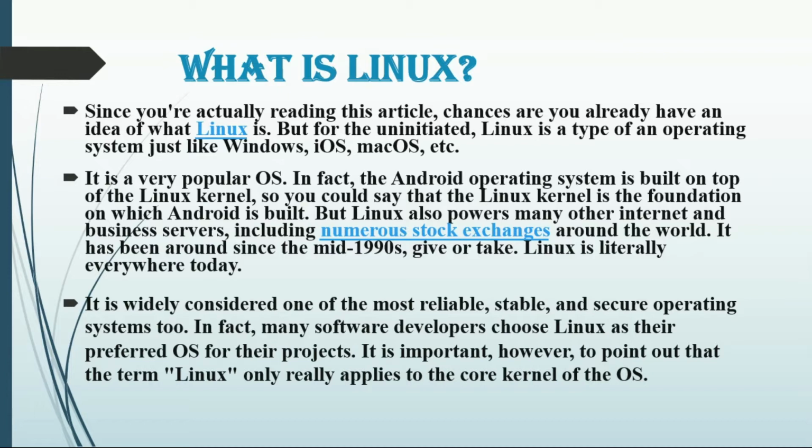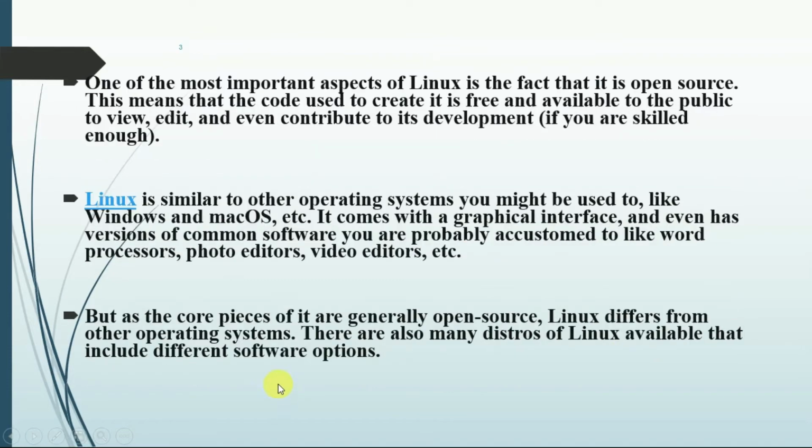In fact, many software developers choose Linux as their preferred operating system for their projects. It is important, however, to point out that the term Linux only really applies to the core kernel of the operating system. One of the most important aspects of Linux is that it is open source, meaning the code used to create it is free and available to the public to view, edit and even contribute to its development. Linux is similar to other operating systems you might be used to, like Windows and Mac OS. It comes with a graphical interface and versions of common software you are probably accustomed to, like word processors, photo editors, video editors and many more, but the core piece of it is generally open source.